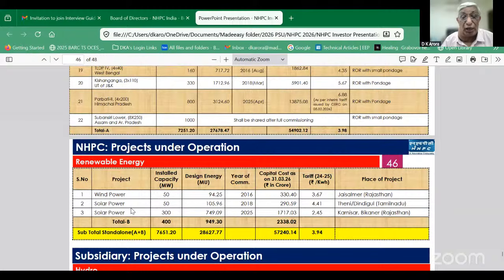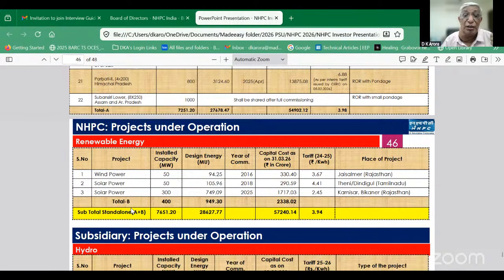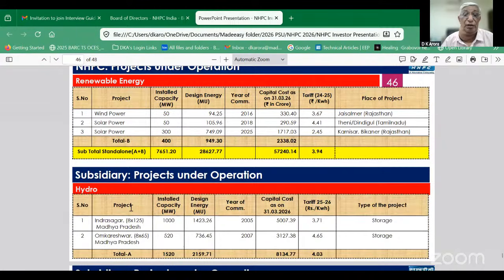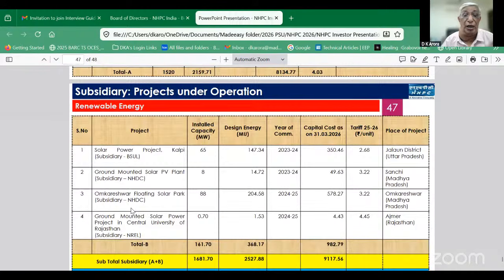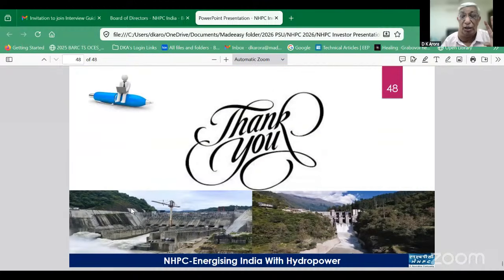The total standalone wind energy generation by wind and solar is 400 megawatts, split into 50 megawatts of solar in Jaisalmer, 50 megawatts of solar in Dindigul in Tamil Nadu, and 300 megawatts of solar in Bikaner in Rajasthan. Right? Then there are some subsidiary-based projects which are under operations, and there is a complete list.